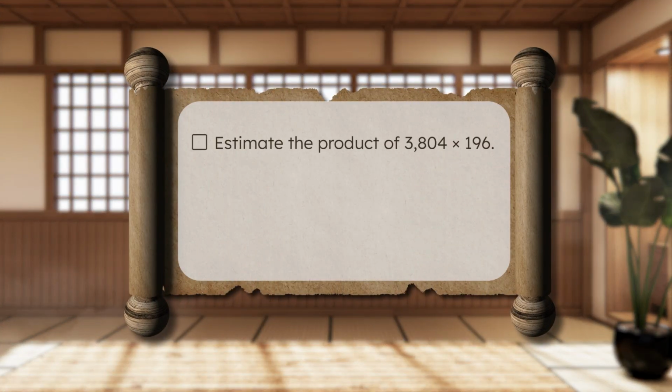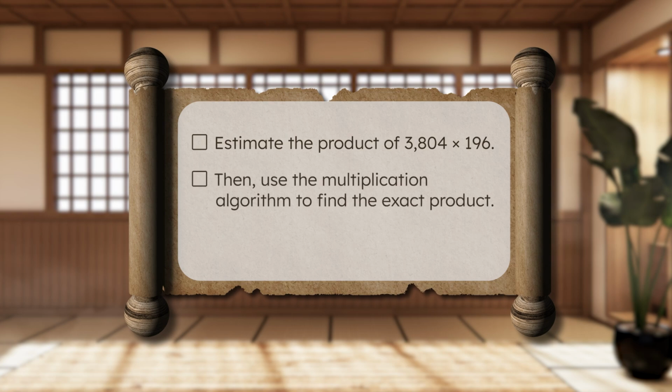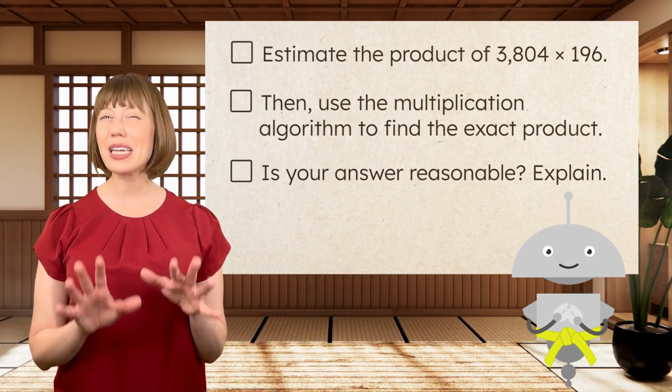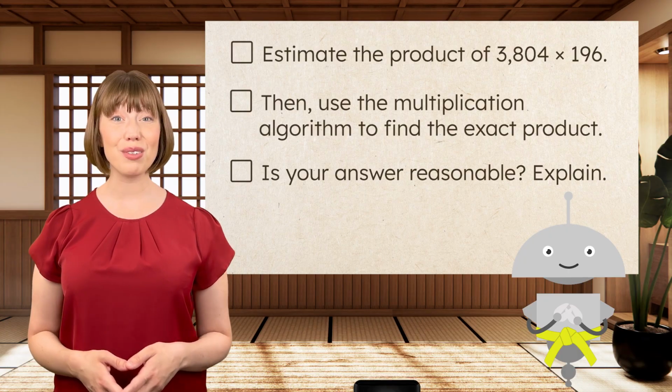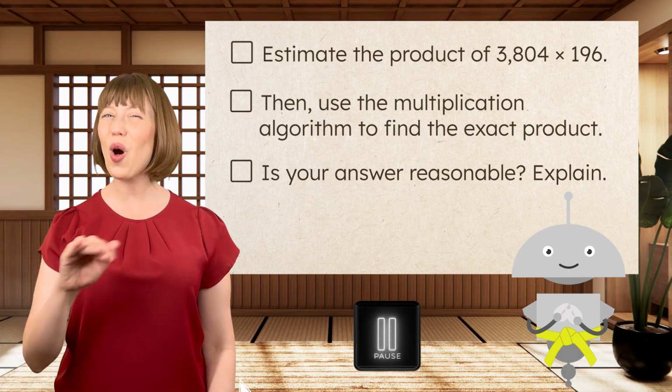Estimate the product of 3,804 times 196. Then use the multiplication algorithm to find the exact product. Is your answer reasonable? Explain. Pause here to complete the challenge in your guided notes. Remember to show all your work.